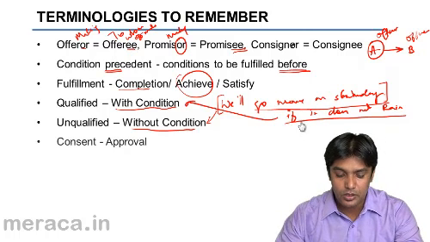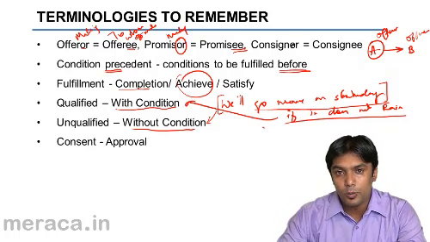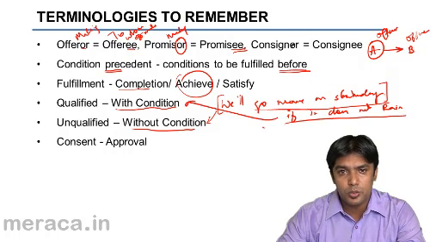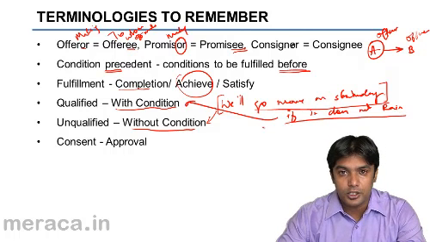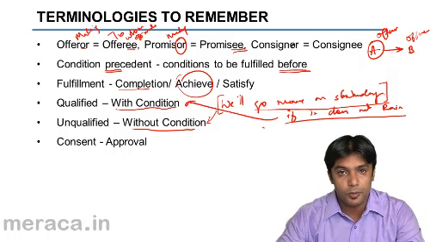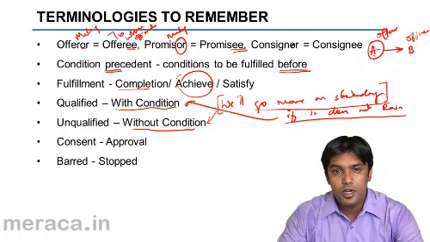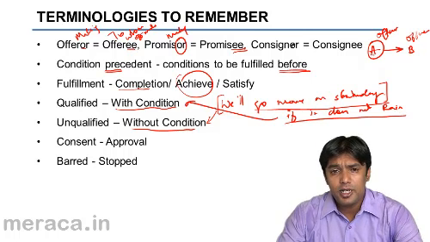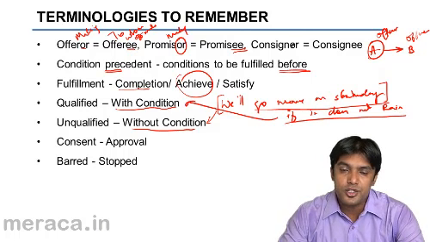Now let us go to the next term, which is consent. Consent means approval. You might hear this word in sentences like, I give my consent to the project. I give my consent to the conditions. Consent means approval. The next terminology is barred. Barred means stopped. You might hear the term in conversations which state, you are barred from entering this property. That means you are stopped. You are restricted from entering this property.